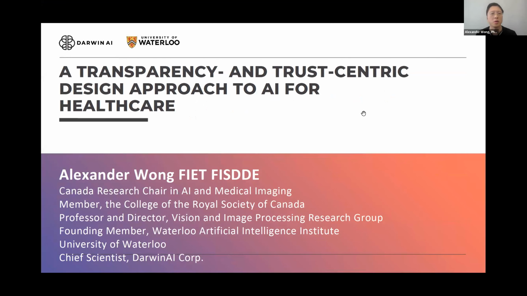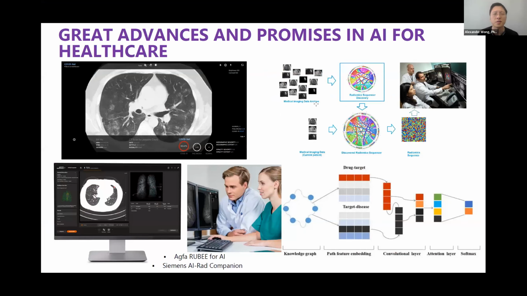So thank you for the opportunity to talk about some of my work in this area. In particular, today, I'm going to focus on a transparent and trust-centric design approach to AI for healthcare. As we all know, there have been significant advances and promises in AI for healthcare, and AI has been slowly but surely adopted in the medical field.